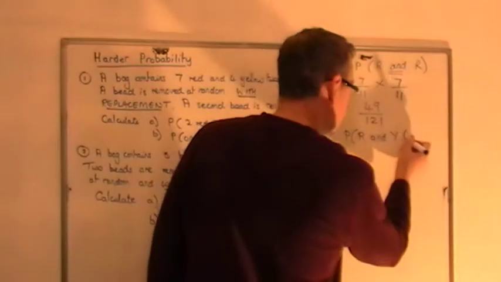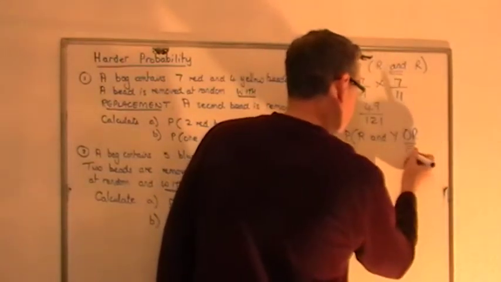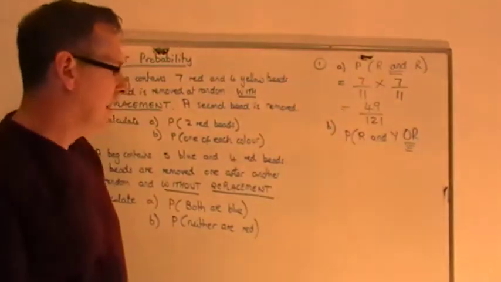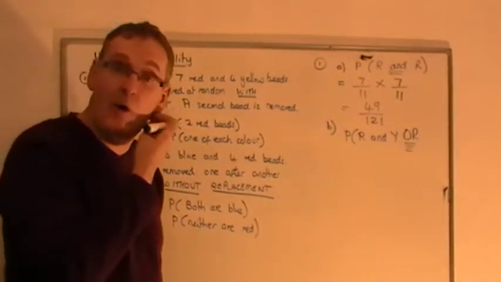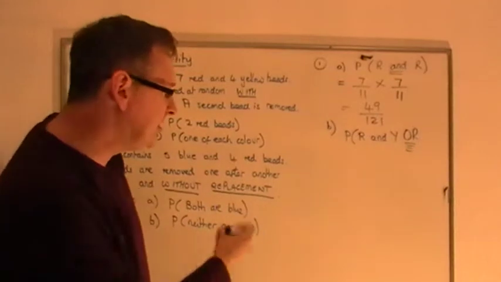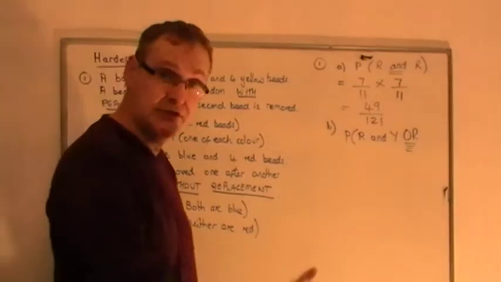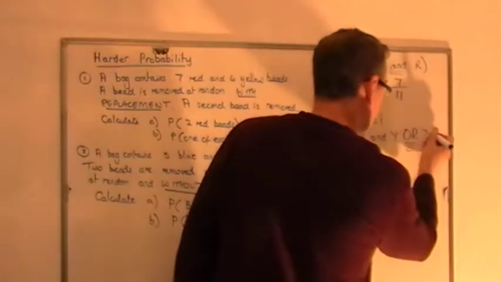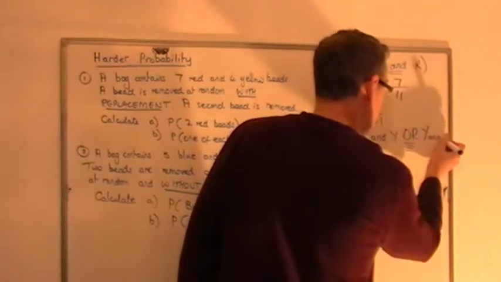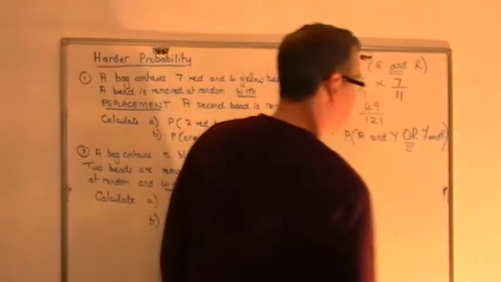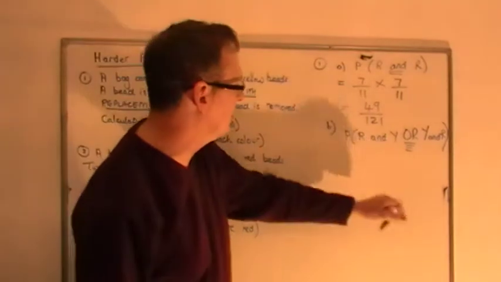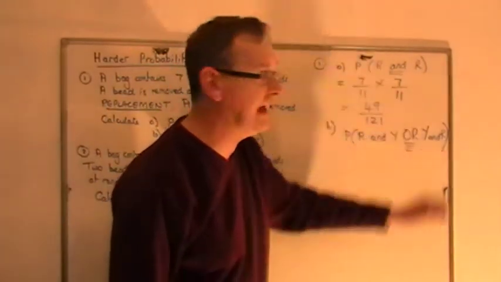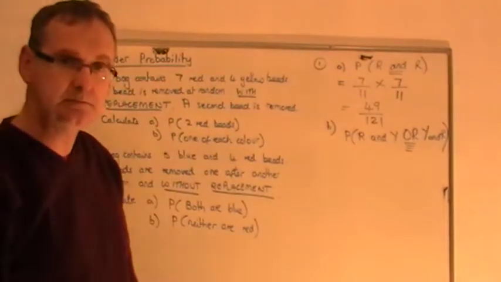So we make use, and I'll emphasise this word or, we make use of this or option in probability. So red and yellow, or you could have it the other way around. There are 2 possible ways, yellow and red. Just squeeze that in there. So red and yellow, or yellow and red. That's 1 of each colour.